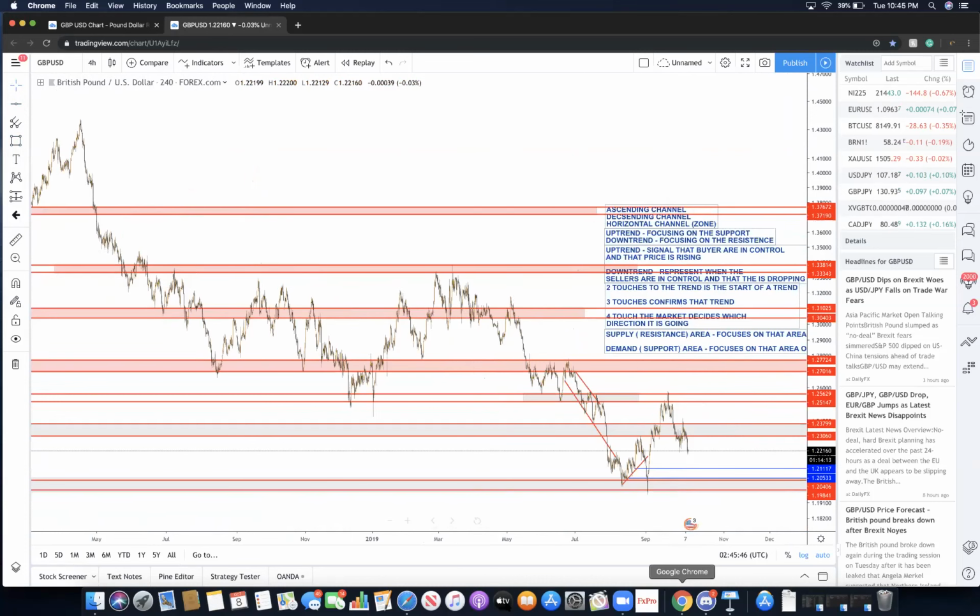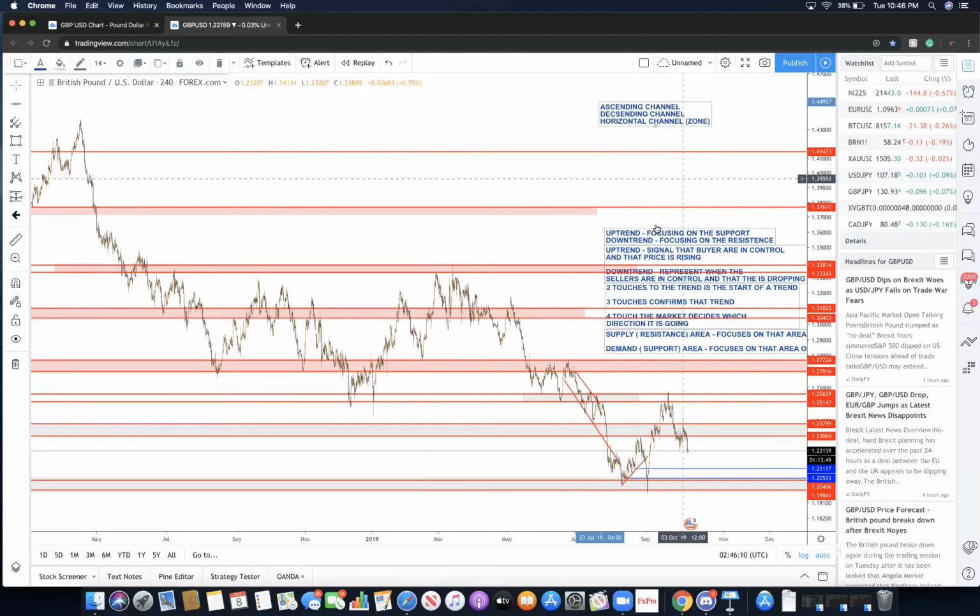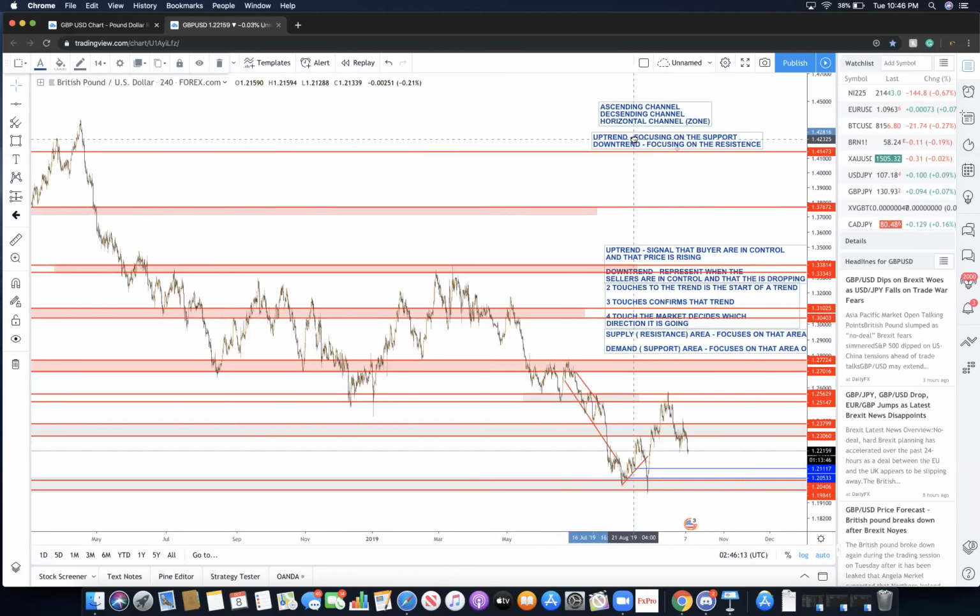So let's review. We spoke about uptrends and downtrends. We're focusing on the resistance of a downtrend, and on the support of an uptrend. When I find the resistance of an uptrend, that now becomes an ascending channel. When I find the support of a downtrend, that becomes a descending channel. When I simply find that one price point, which was the highest price, that is my resistance. When I find the lowest point of the market and there was rejection there, that becomes my support.